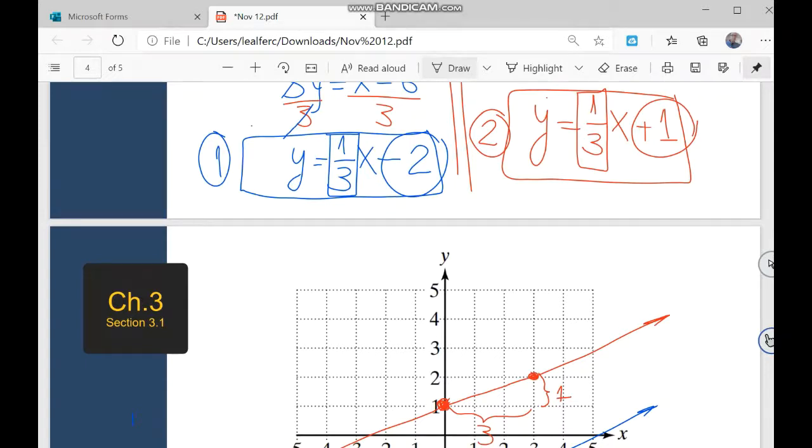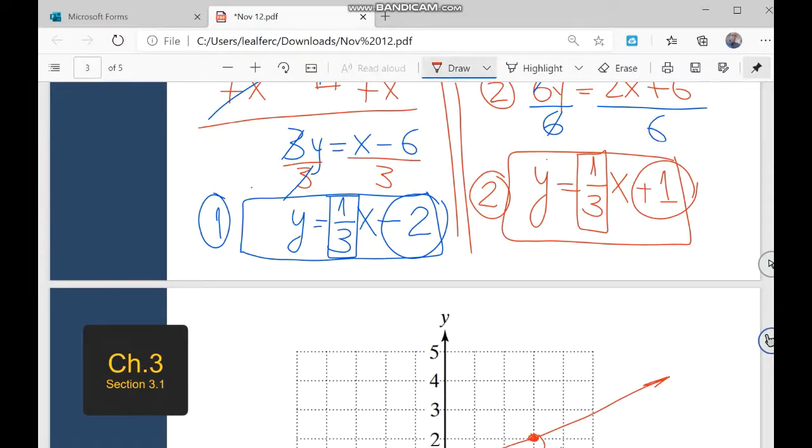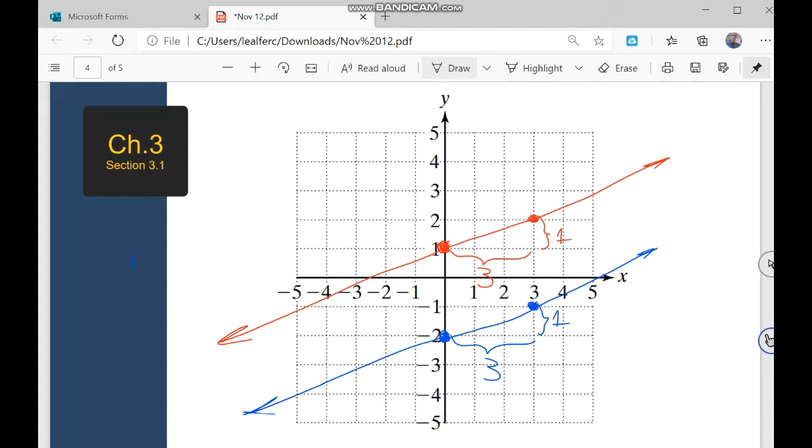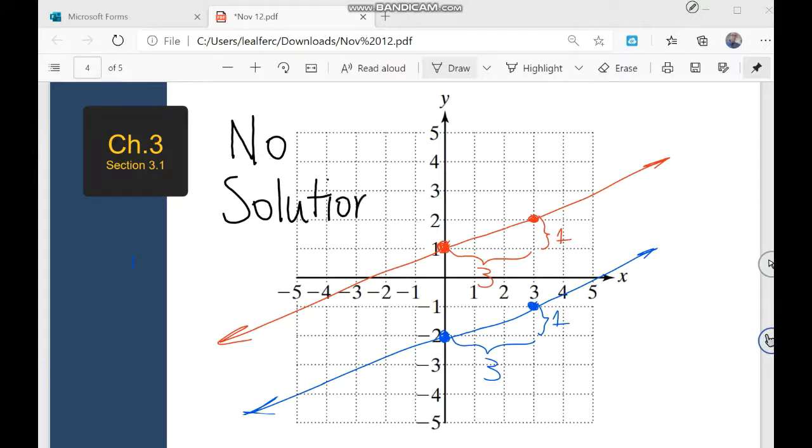If they have the same slope, 1/3, 1/3, that means, yes, they are parallel. And when they are parallel, that means the system has no solution. Okay? Parallel lines, no solution. That's it. This is how you do it by hand.